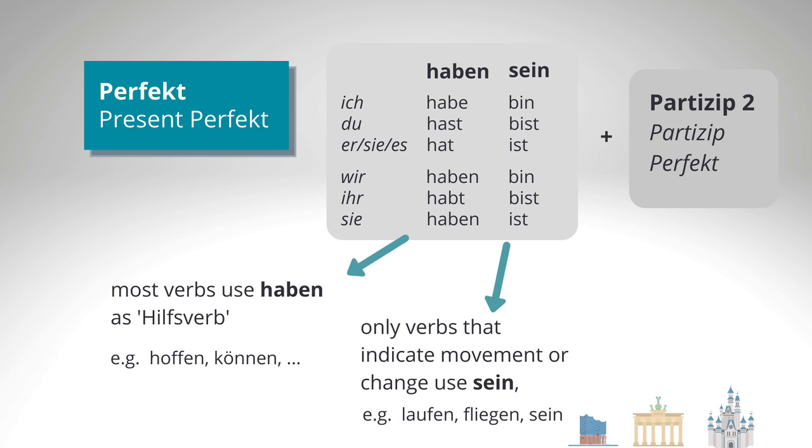Don't worry, if you confuse the two, native speakers can usually still understand you. The only problem is, it sounds really odd. So haben in most of the cases and sein in verbs that indicate movement or change.